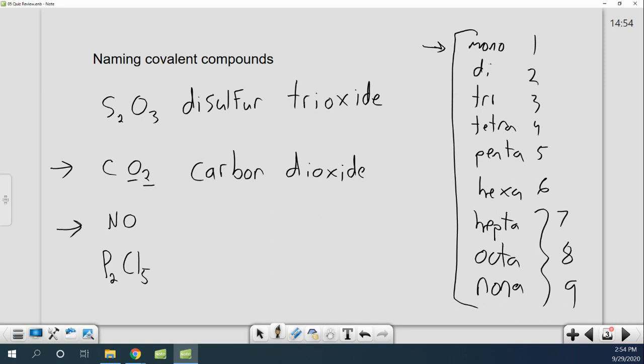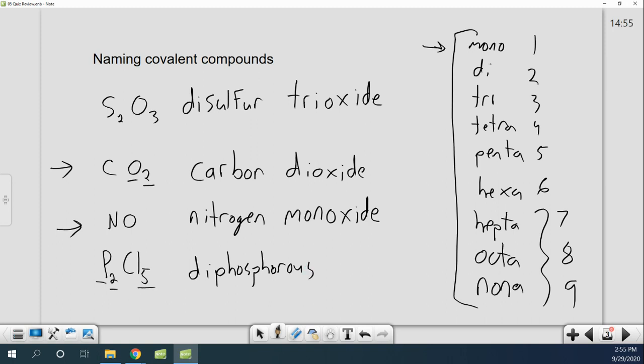Next one. Mono, yes or no? Well, trick question. There's no mono on the first one because you never add mono onto the first one, but there is always a mono on the second one. So this is monoxide, which sounds ridiculous, so we just say monoxide. Nitrogen monoxide. And last one doesn't start with the 1, starts with the 2. So it's a di, phosphorus, 5, penta, chloride, always ends in IDE. There you go. Not too bad.